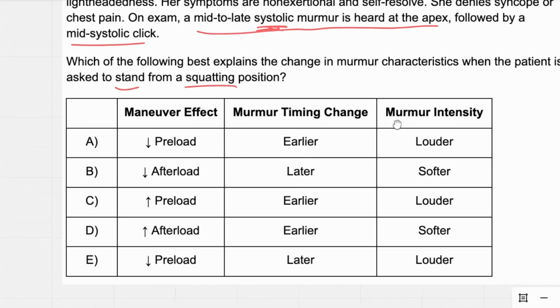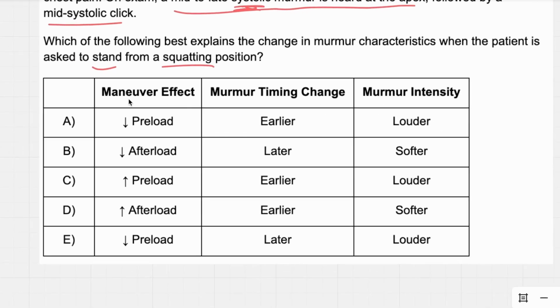So let's go back to our question here. Maneuver effect. We talked about it. We are decreasing our preload. So it's either A, right away. We can cross out all of these answer choices. It's not C. We said we are doing what to afterload? We're decreasing it as well. So it's not B. Okay, so we've got three left.